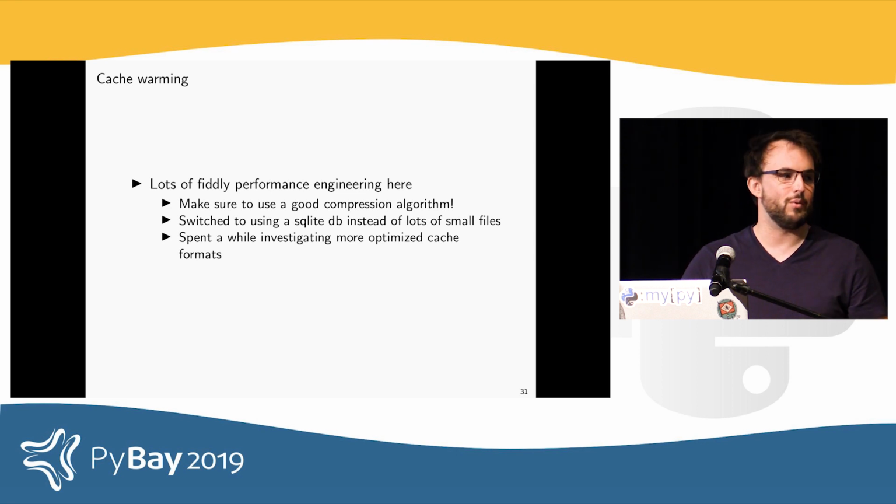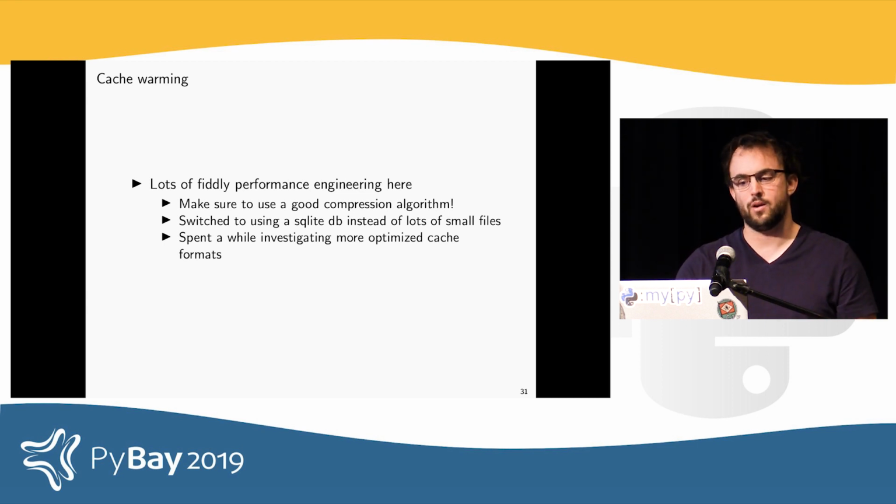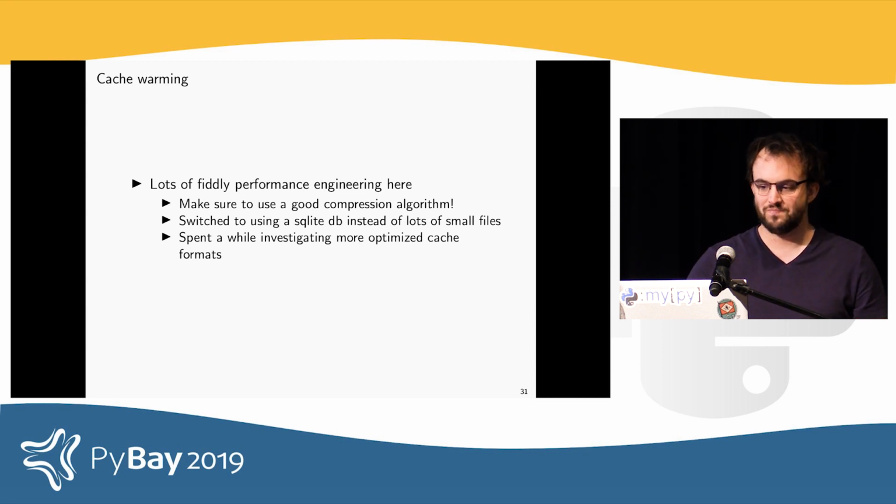So to solve that, we switched to using a SQLite database, which has the advantage of only being one file, and the disadvantage that we are now simulating a file system in a SQLite database. But we also spent a long time investigating more optimized cache formats. Can we load these caches faster? Can we read them quicker? Can we decode them? And I think there's some space for improvement there, but it's minor.